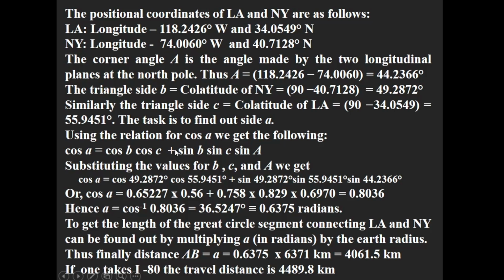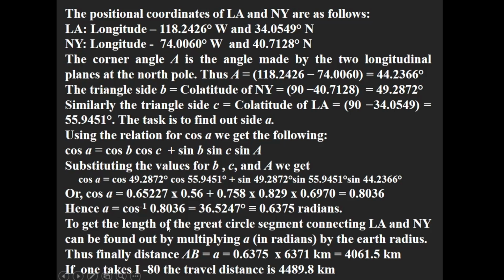Sine B cosine C plus sine B sine C into sine capital A. Now substituting the values for B, C and capital A, you can just calculate and we get cosine A is equal to this. And from that we can find out A is equal to cosine inverse. That means cosine of A is this much, so A is cosine inverse this, and the angle becomes 36.5247 degrees or 0.6375 radians. This is the natural angle, you all know.